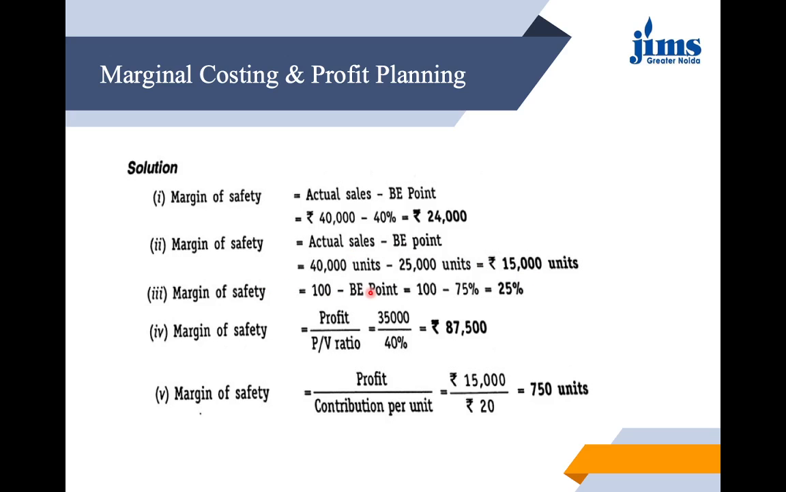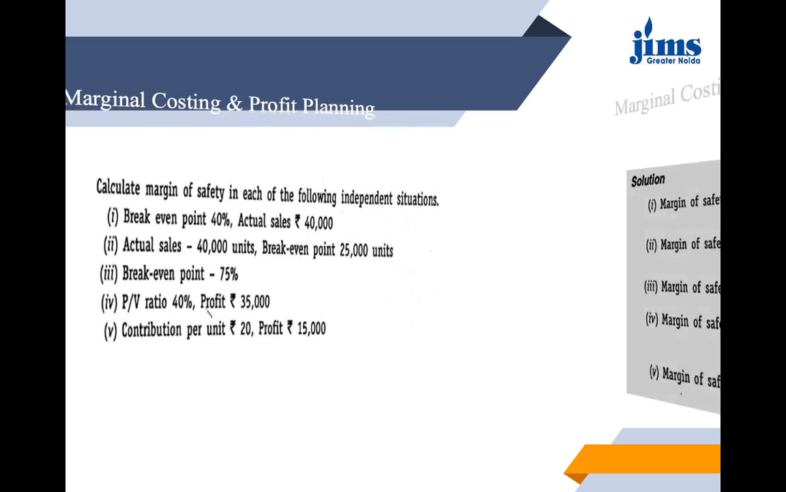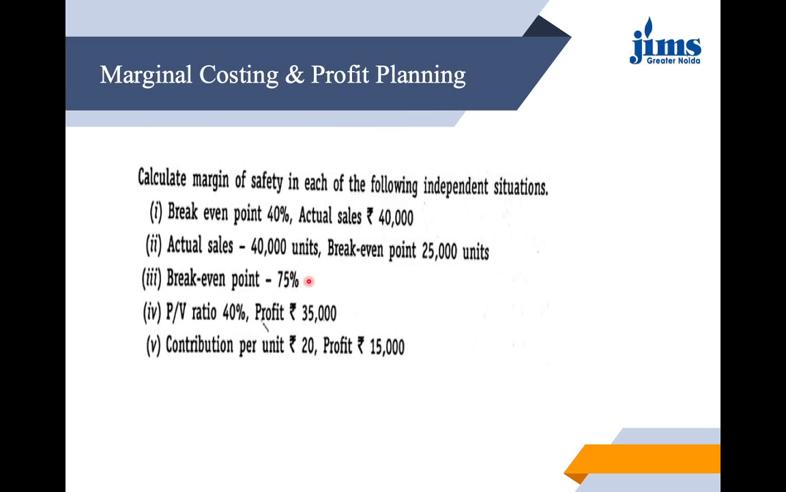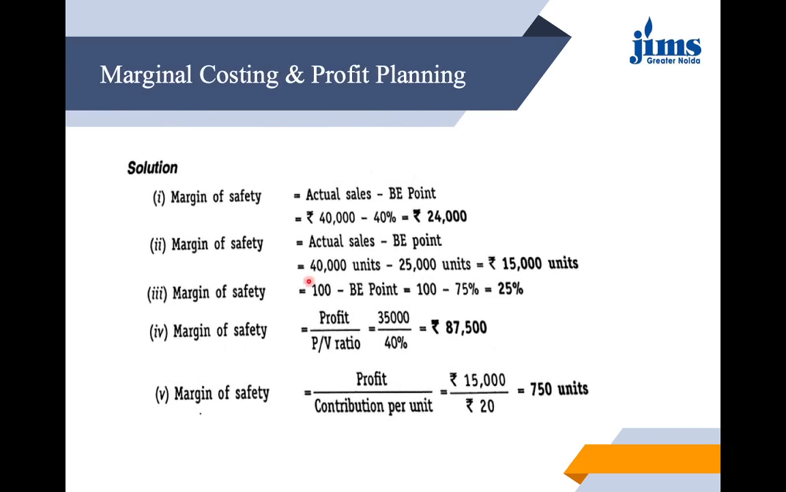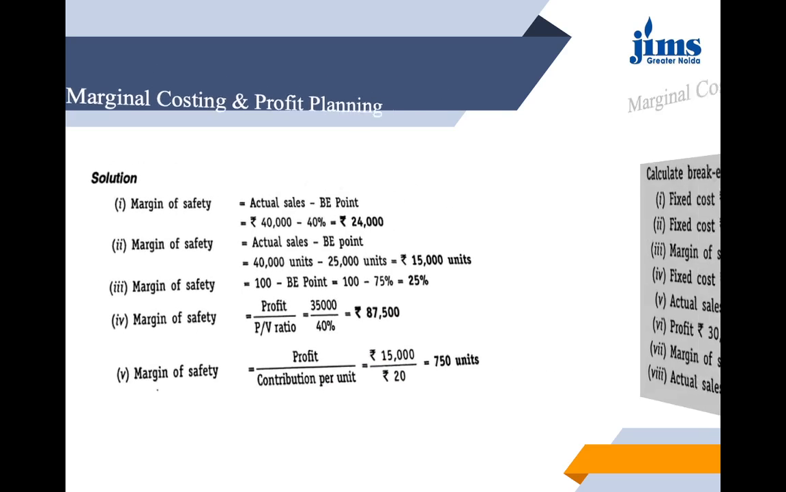Break-even point is given to you. See, third question, only break-even point is given, 75%. So in this case, we are having 100 minus the BE point, that is 25%. Then margin of safety, that is profit upon the PV ratio, that is 87,500. Then in the last case, we are given the profit and contribution. Simply we can divide these two and find out the margin of safety.